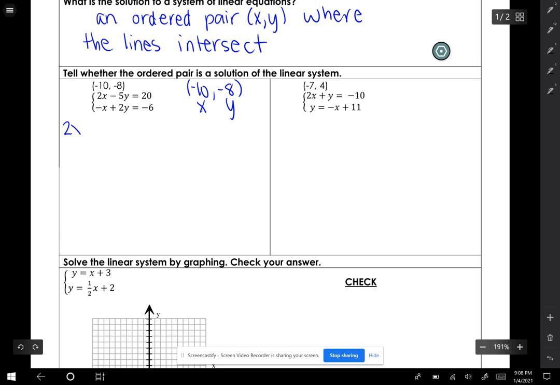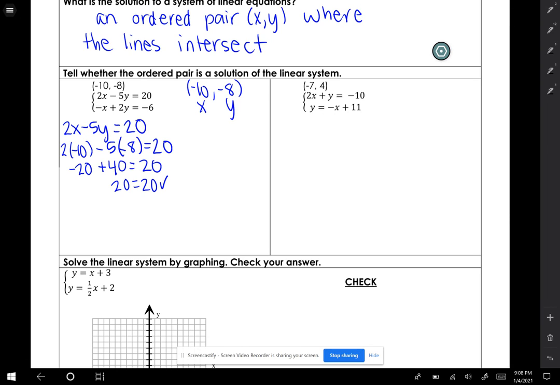So for this first equation, 2x minus 5y equals 20. I'm going to replace x with -10, so 2 times -10 minus 5 times my y, I'm going to replace with -8 equals 20. And I'm going to simplify that left-hand side. So 2 times -10 is -20. -5 times -8 is +40. -20 plus 40 is 20. So both sides do end up being the same number, which means this problem works.